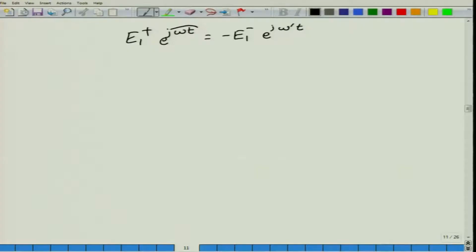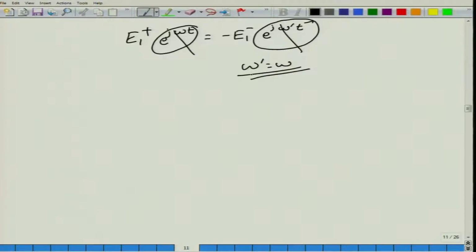So, clearly if that has to happen, the frequency on the left hand side of this expression must be equal to the frequency on the right hand side. Therefore, omega prime must be equal to omega. So, the reflected wave will have the same frequency as the incident wave. The only conclusion I have left is that E1 minus, the reflected wave electric field amplitude, must be equal to minus E1 plus. So, E1 minus is equal to minus E1 plus.